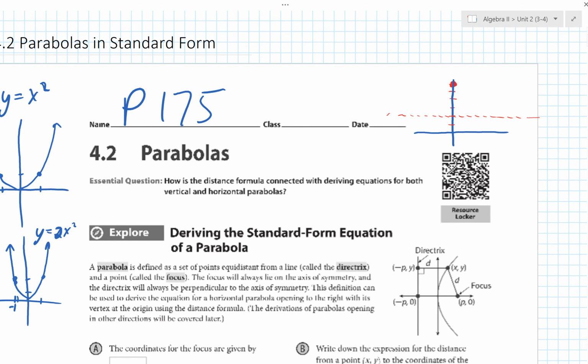Now, the definition of a parabola is a set of all points that are equidistant from that red line and the red point. And so one possible point on our parabola would be this point right here. It's 2 units away from the line, and it's 2 units away from the point. So that's 2, and that's 2. But we can move around left and right as long as we stay the same distance away.